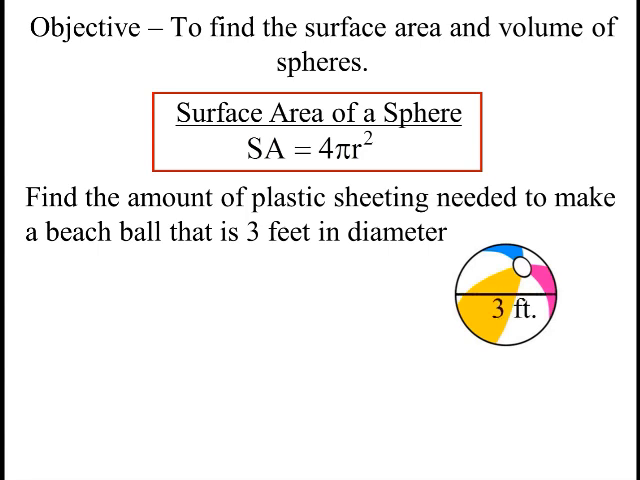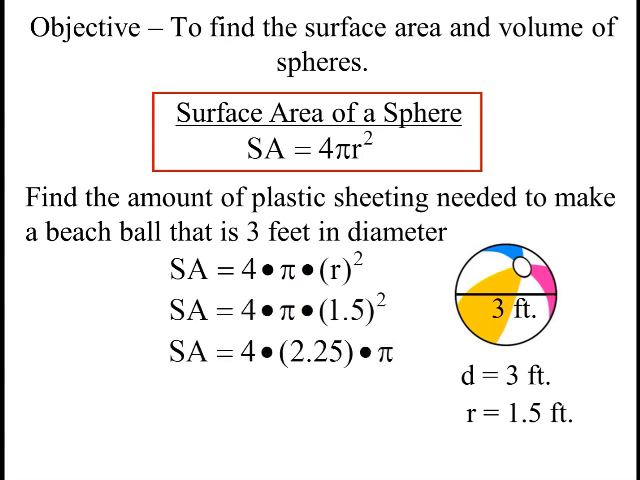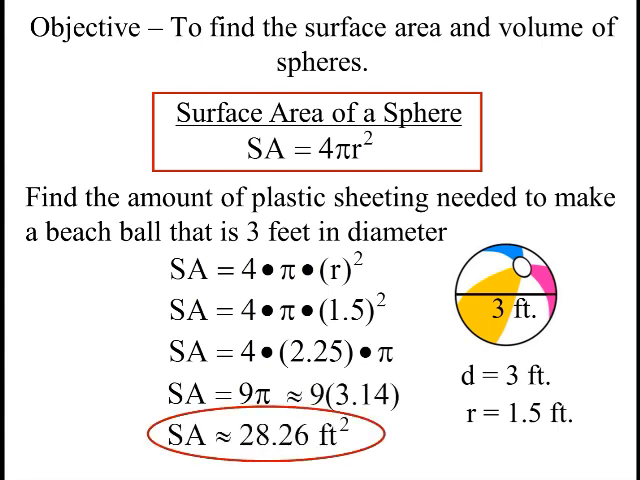So let's say we have a beach ball that has a diameter of 3 feet, and I want to know how much plastic sheeting would be needed to make the beach ball. So we write the formula down, 4 pi r squared. We know the radius is 1.5. Square it, multiply by 4, multiply by pi. You're looking at about 28.26 square feet.